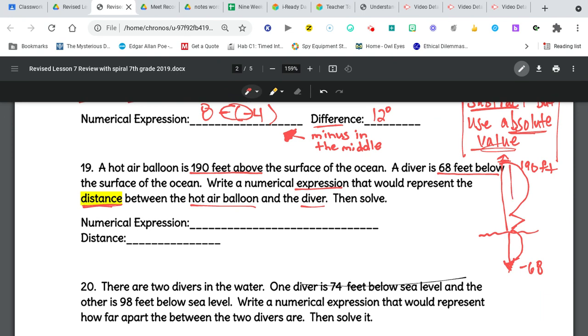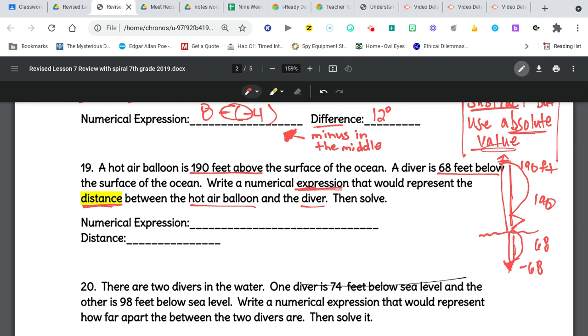So I already know from here to here, it's 190. And from here to here, it's 68. So I could just total those to figure out the total distance. But I want you to find the expression, write the expression, which is what so many students have problems with.